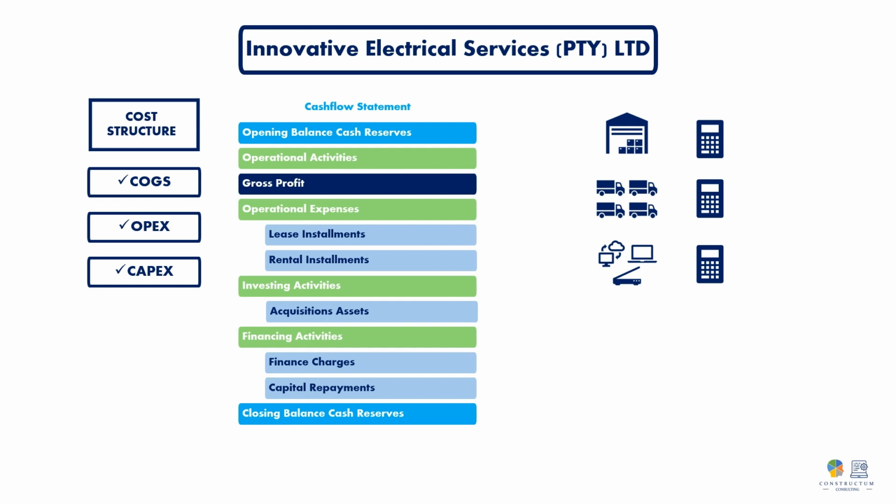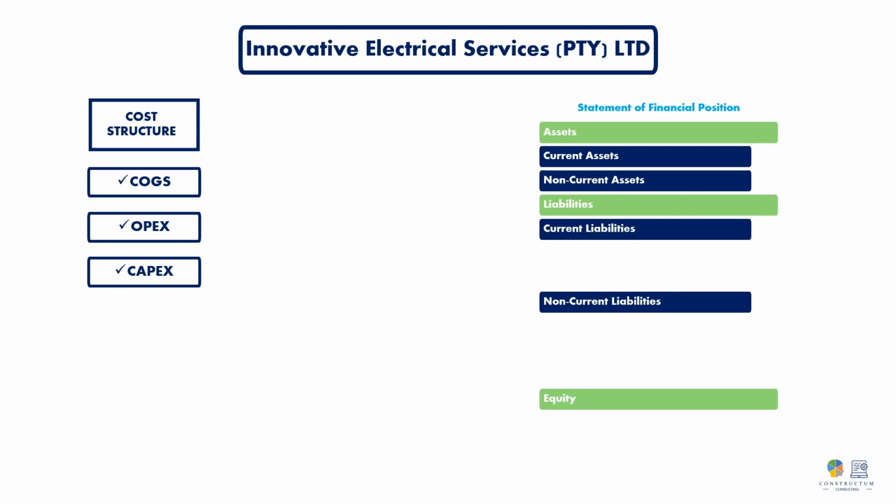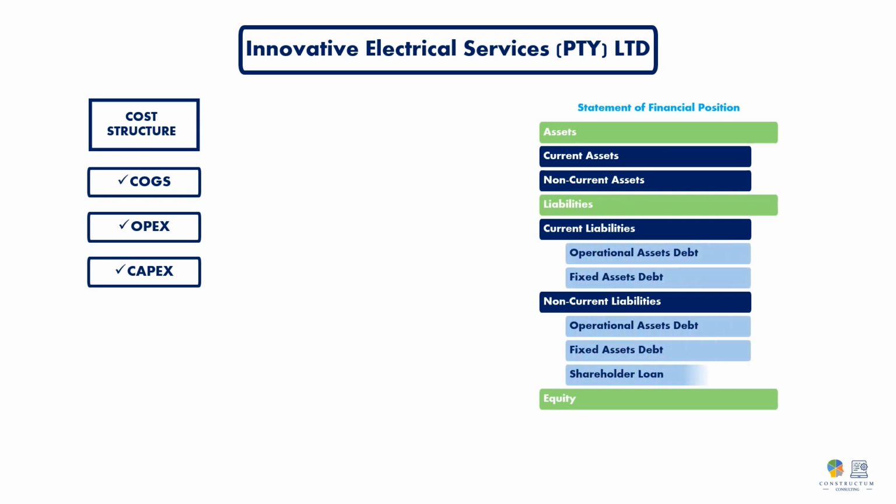Thereafter, Karel again turns to the statement of financial position to estimate the total outstanding debt on all assets. He subtracts from this figure the total debt obligations that must be settled in the current financial year and includes this figure under current liabilities. The remainder of the outstanding debt must be included under non-current liabilities. Also included under non-current liabilities is an existing shareholder loan.